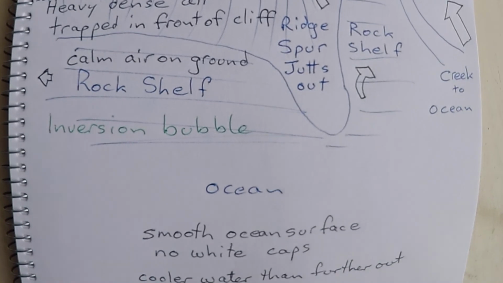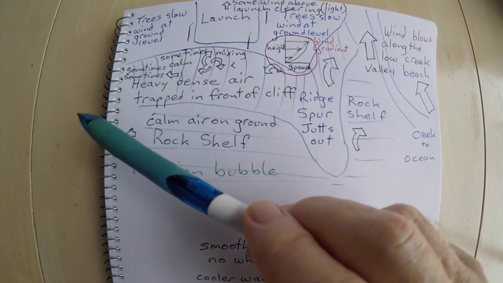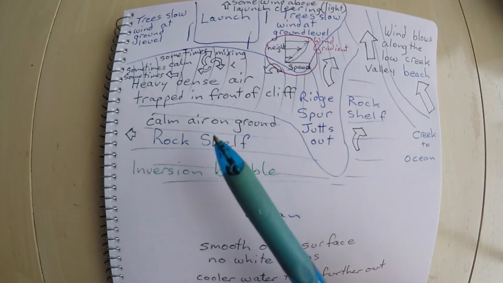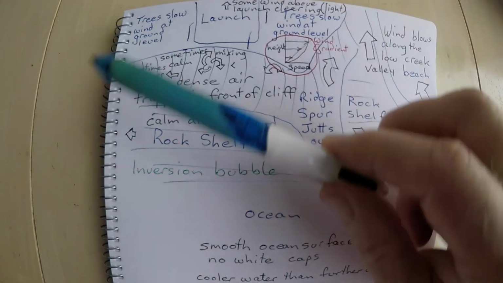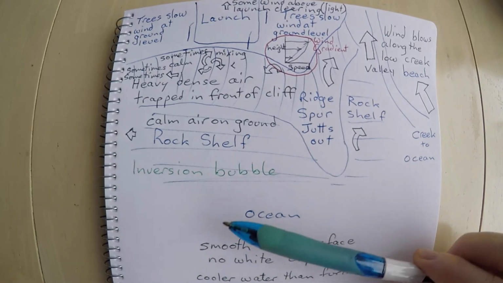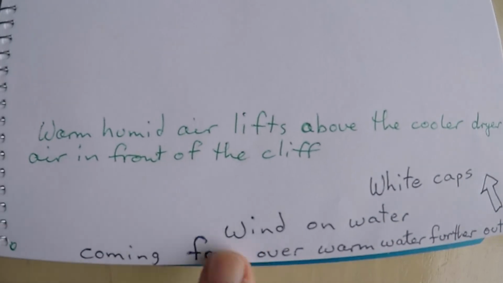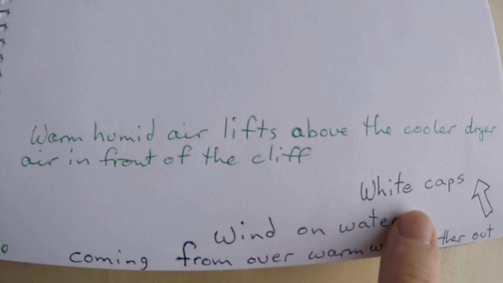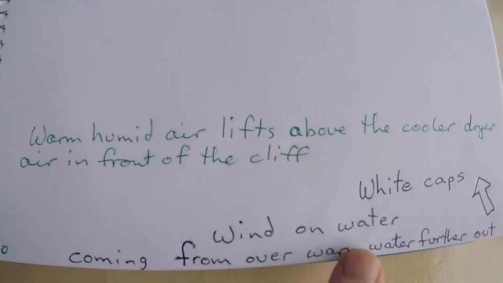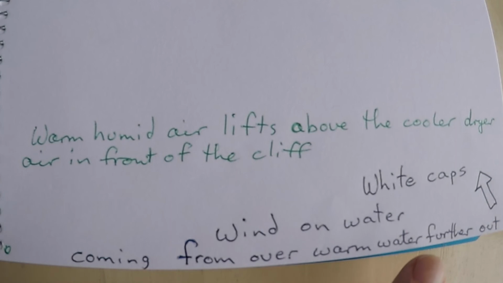The sea breeze blows in from the east to the northeast. To the south is the magic bowl, which has a height. This ridge goes up and around, trapping air in front of the bowl. So out here, perhaps about 500 meters offshore, there could be white caps, showing that there's wind on the water. And this wind is coming from much further out over the ocean where there is warm water.